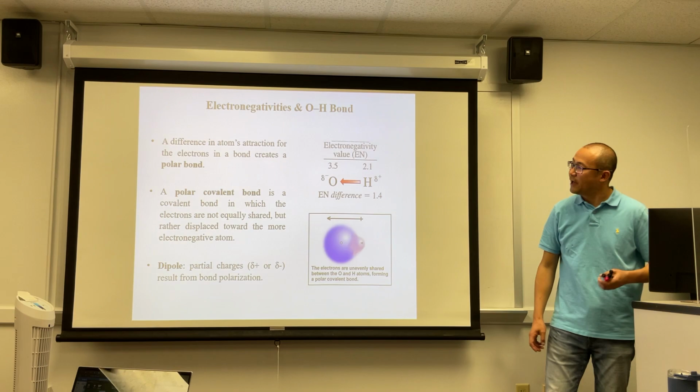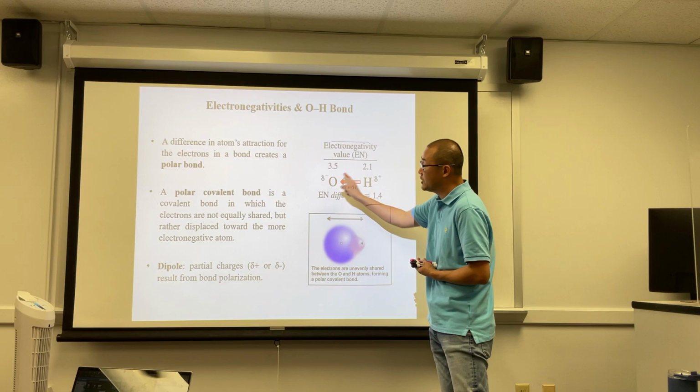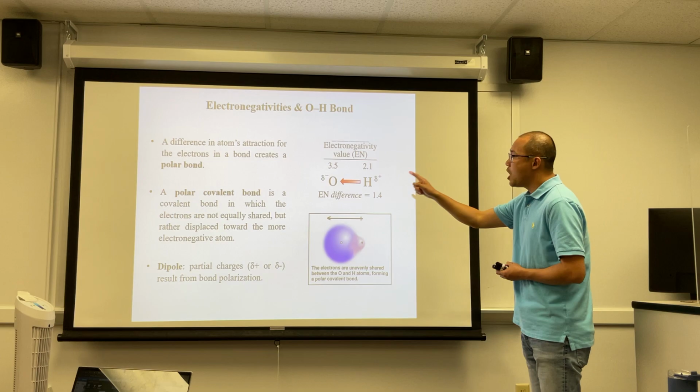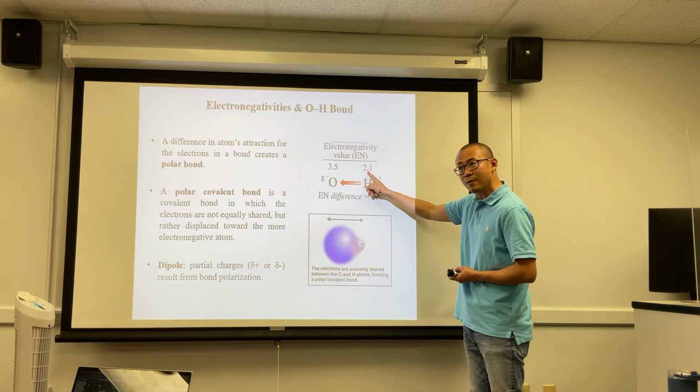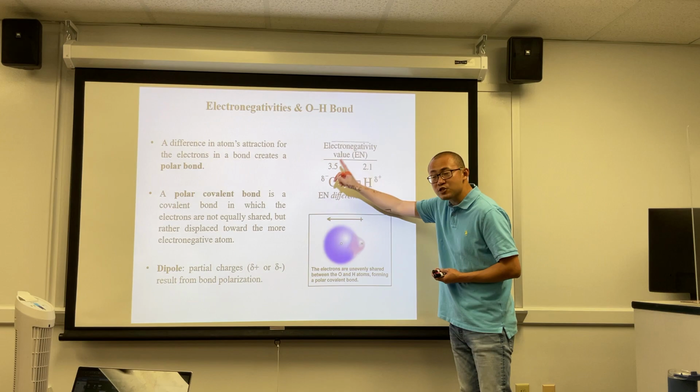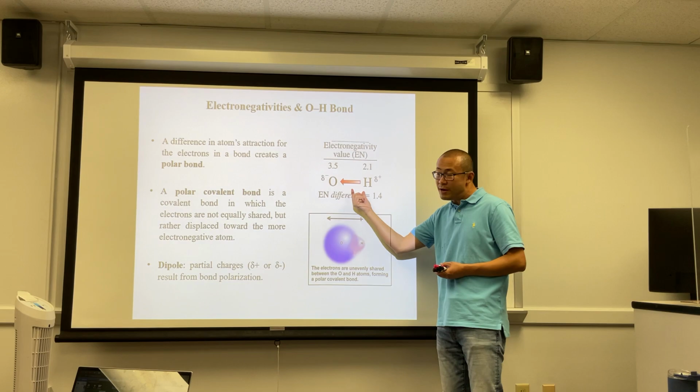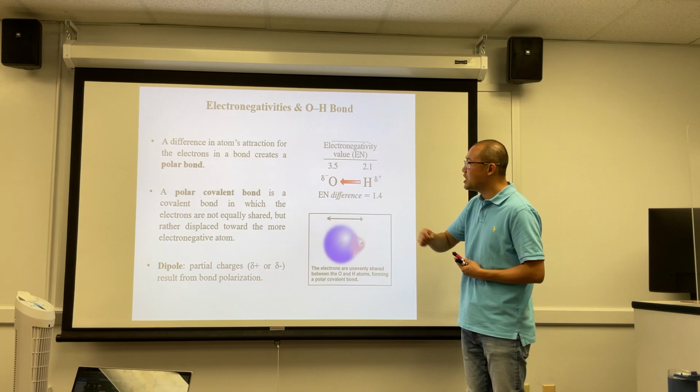Now, once you understand that, let's take a look at the bond in water. The water bond is what? H and OH, right? The OH bond is what's in water. Oxygen and hydrogen, their electronegativity is different. Oxygen electronegativity is 3.5. Hydrogen electronegativity is 2.1. It tells me what? Oxygen attracts electrons more than hydrogen. Even though they're sharing, oxygen attracts more, because electrons are negatively charged.